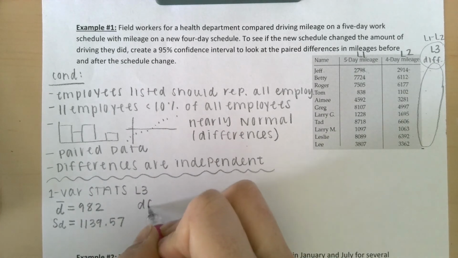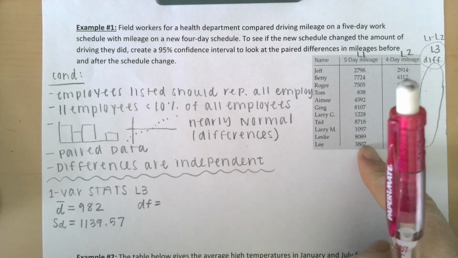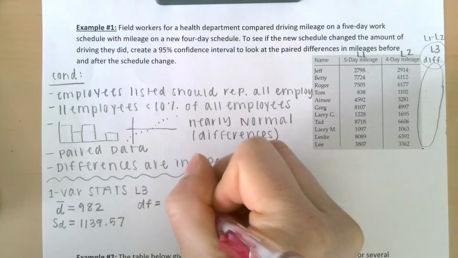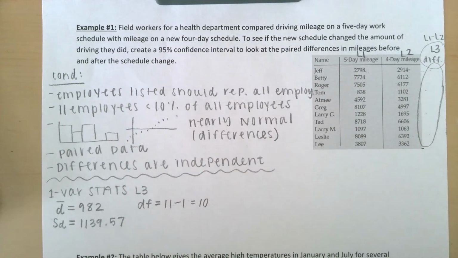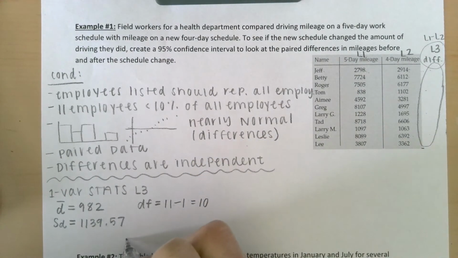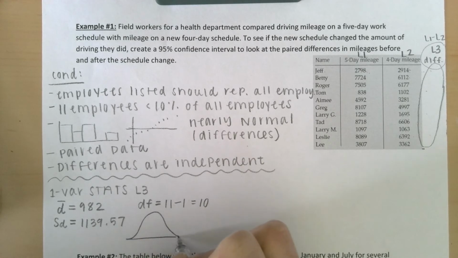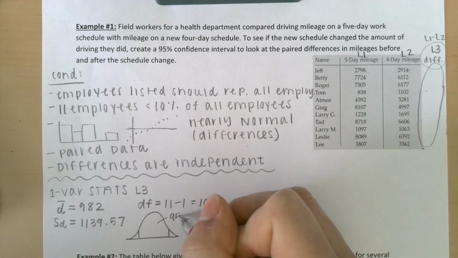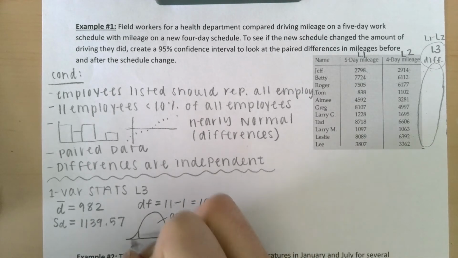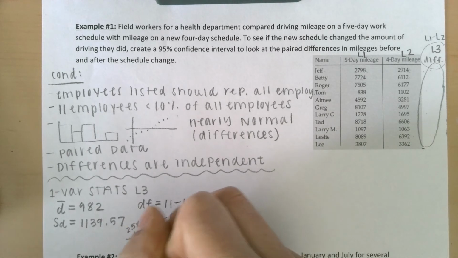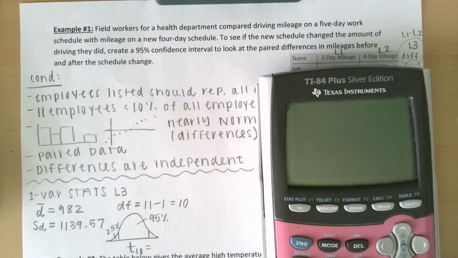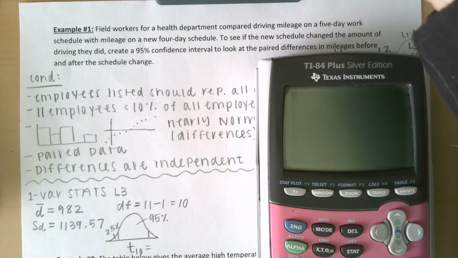I can find my degrees of freedom just by taking my sample size, which I believe we said was 11. Yeah, we had 11 employees. Subtracting 1 gives me 10 as my degrees of freedom. I can then go ahead and draw my little picture here, finding that t-score. Remember, we're looking for that middle 95%. So that means I'm going to have 2.5% on each tail. So it's going to be my t-score with degrees of freedom of 10. Again, sorry, I don't know why I just completely skipped that part.